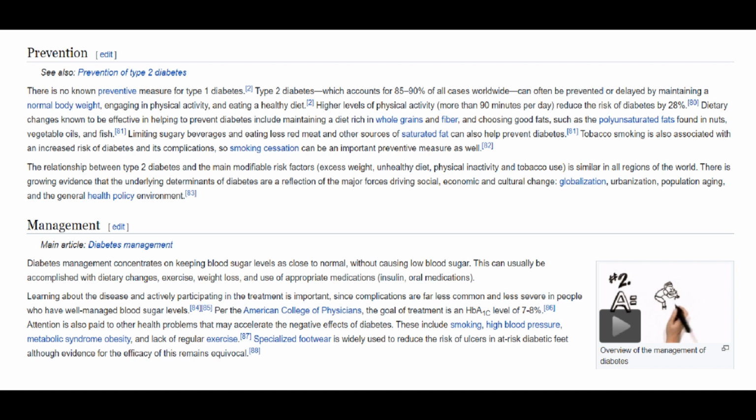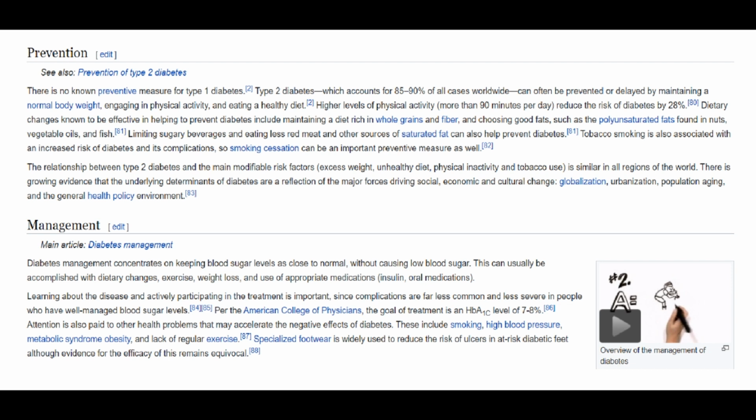There is growing evidence that the underlying determinants of diabetes are a reflection of the major forces driving social, economic and cultural change: globalization, urbanization, population aging, and the general health policy environment. Management. Diabetes management concentrates on keeping blood sugar levels as close to normal as possible, without causing low blood sugar. This can usually be accomplished with dietary changes, exercise, weight loss, and use of appropriate medications, insulin or oral medications.